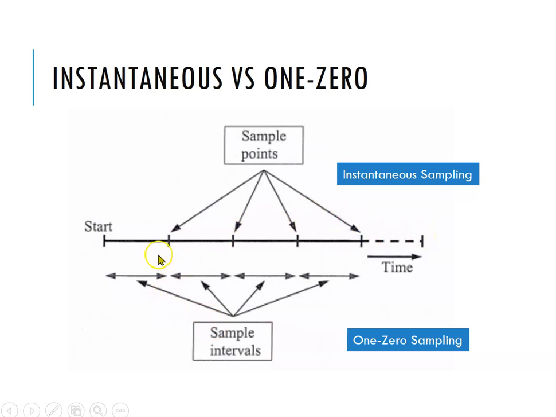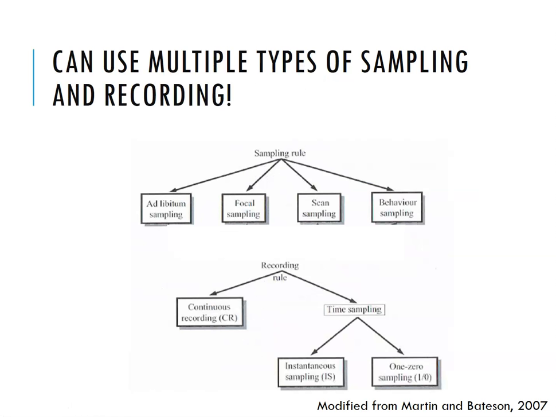With 1-0 sampling, we'd actually be watching within these intervals and then determining, as the 1 minute mark hit, did the behavior happen within this interval? Did the behavior happen within this interval? Did the behavior happen within this interval? And so it gives us a different measure. You can use all combinations of these ways to sample and record your data.